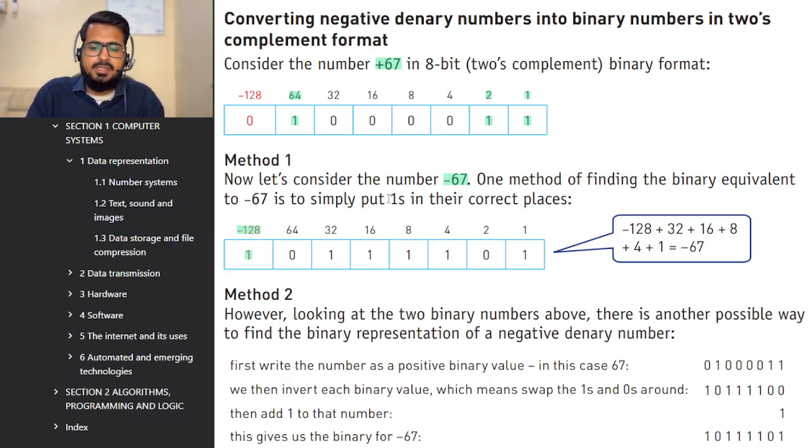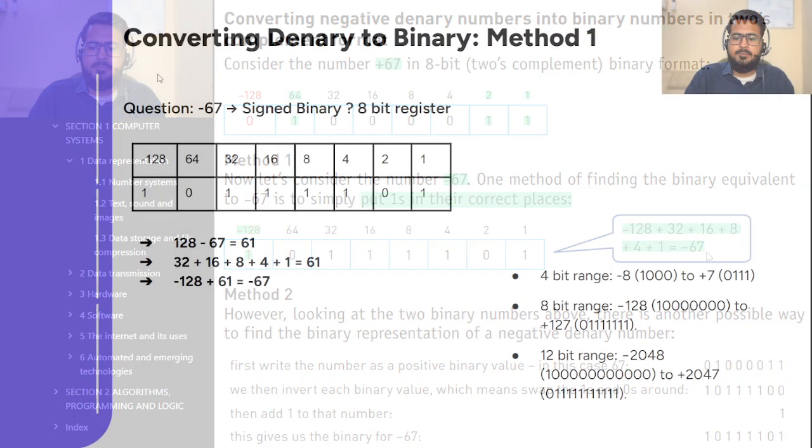Now your book is saying put the 1s in their correct places. So how do we know the correct places? The calculation is a little bit trickier. The book says minus 128 plus 32 plus 16 plus 8 plus 1 is equal to minus 67, and that's right. But how do we do the calculation? So here's the hack.